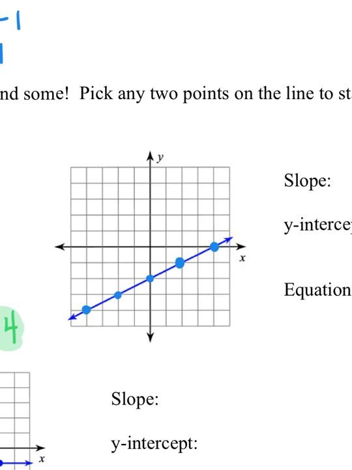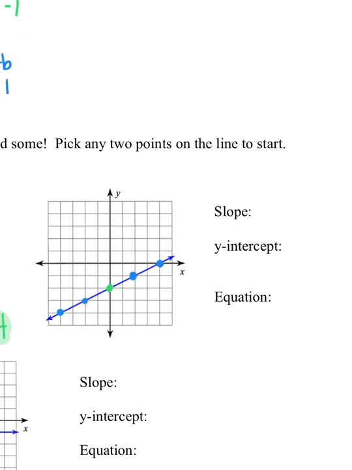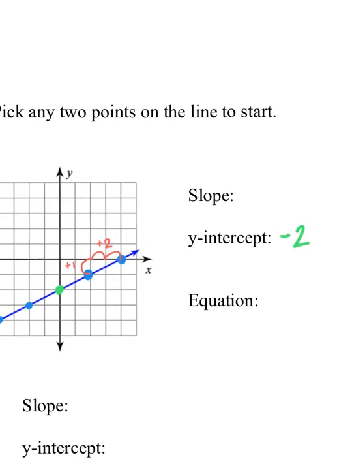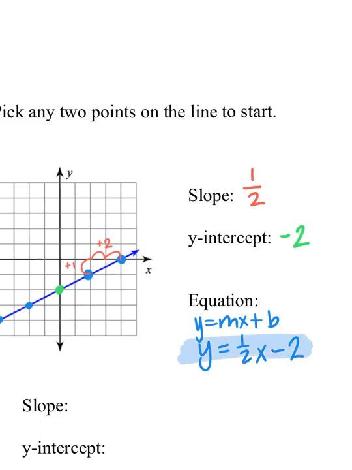Now, I'm going to find my y-intercept, and that's right here. So my y-intercept is -2. And then my slope from the 2 points that I chose were up 1, over 1, 2. Up 1 over 2, so 1 over 2. And then my equation, y equals mx plus b, y equals 1/2 x, and my b is -2. And that's my answer.